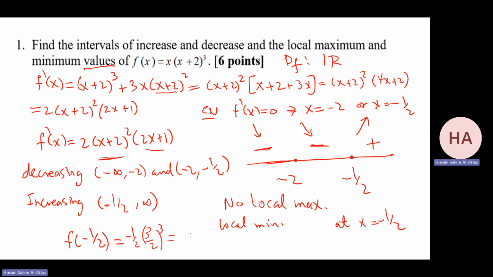Good. That will be what? 27, the minus sign, over 60. Correct? Yeah, 8 times 260. So that is minus 27. This is the exact value. This is the local min at x equals minus half, the value of the local minimum.